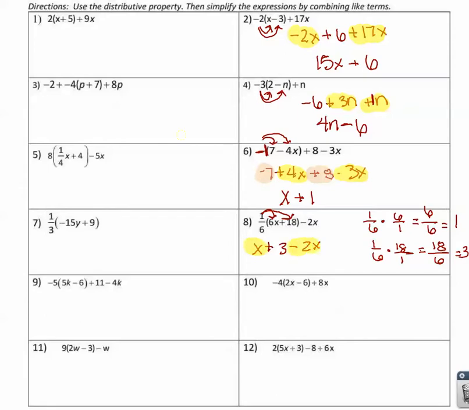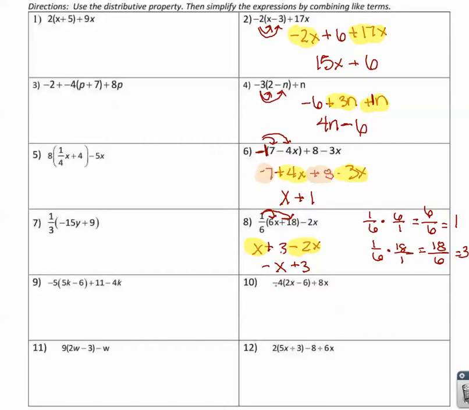Now let's combine any like terms that you may have. So x minus 2x. So that's 1 minus 2. It's going to give you negative 1x plus 3. Remember, this can also be written as just negative x plus 3. This is what your future teachers are going to want to see.